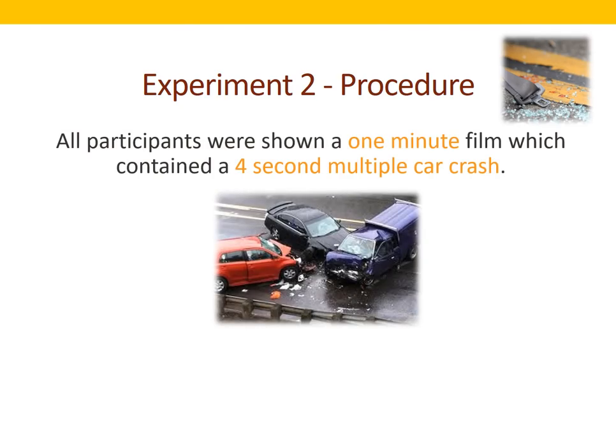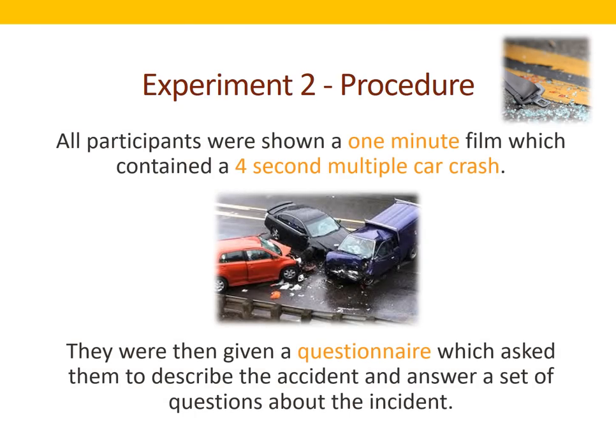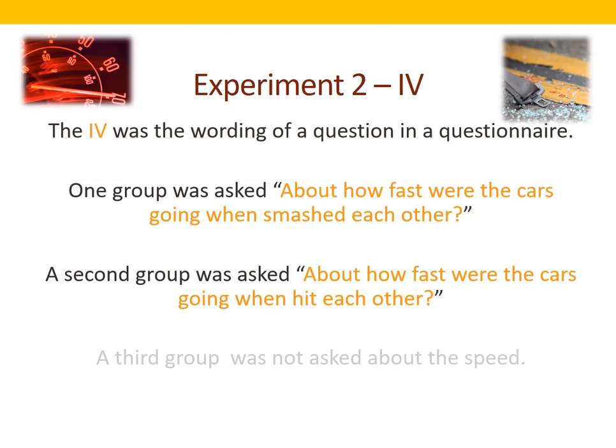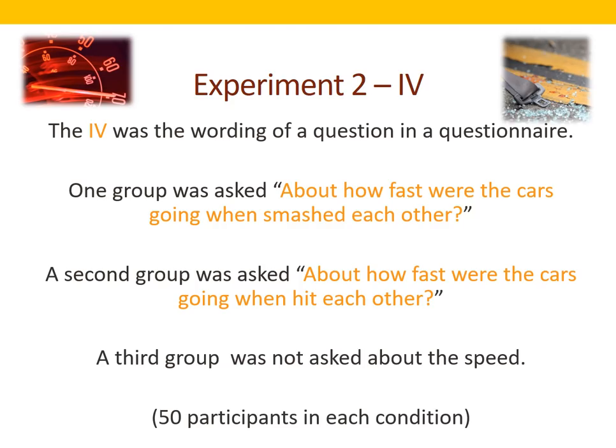Now in experiment 2, we've got different participants. So all participants are shown a 1-minute film which contains a 4-second multiple car crash. Okay, so it's a 1-minute film, and within that film there's a multiple car crash which lasts 4 seconds. Then they're given a questionnaire, so again they're asked to describe the accident in their own words and then answer a set of questions about what they have witnessed. Okay, and like I said, they've got different IVs and DVs in this.